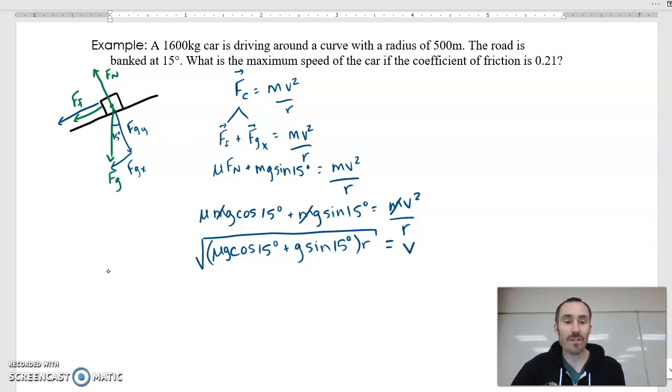Okay, now the coefficient is 0.21. G is 9.8. And r is 500 meters. When I plug all of this in here, you should get a maximum velocity of 47.6 meters per second.